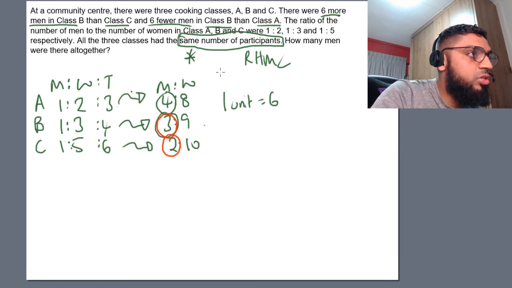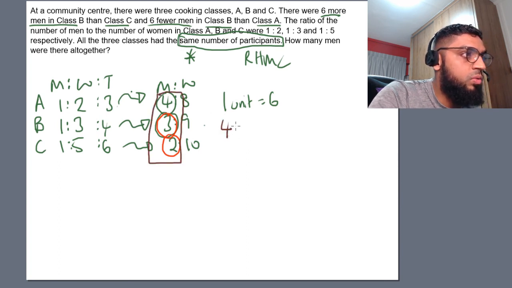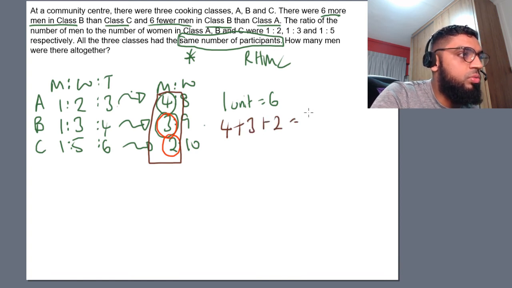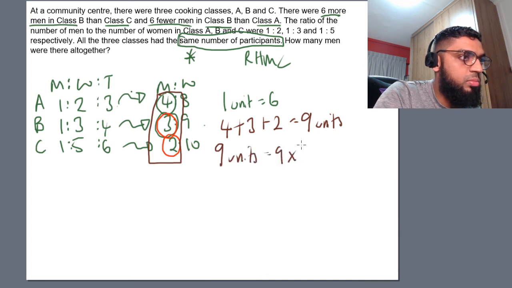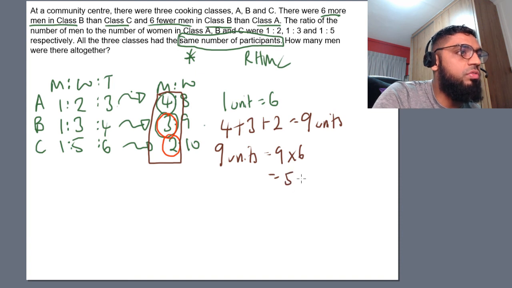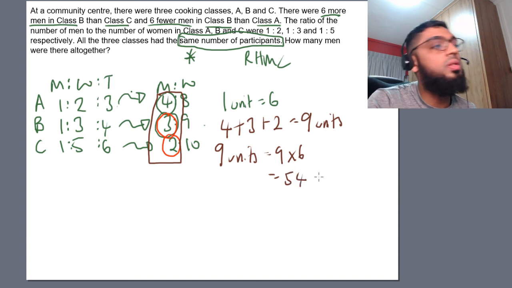So the question is how many men were there altogether? All I need to do is to add up all the units for the men part, which is 4 plus 3 plus 2, which gives 9 units. So I ask myself, what is 9 units equal to? 9 times 6 gives me an answer of 54 men in total.